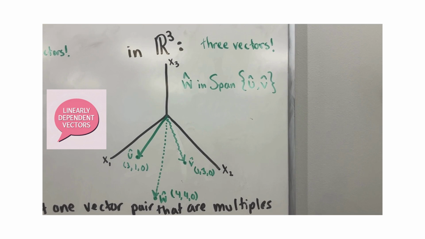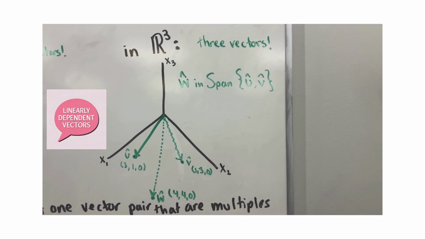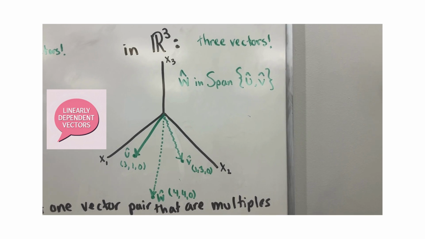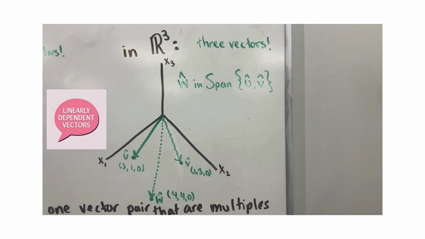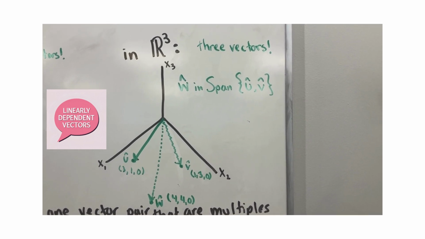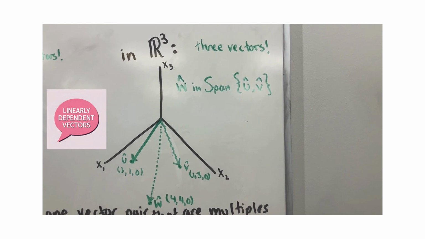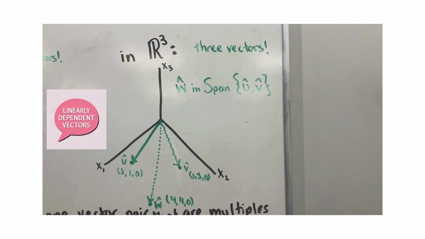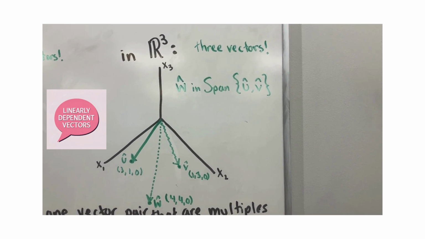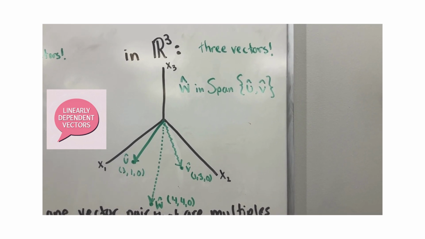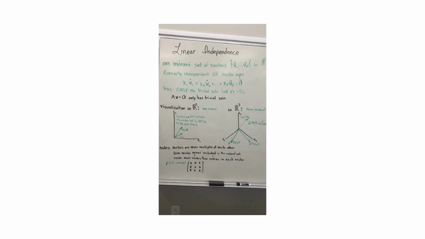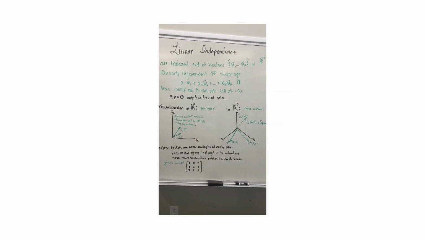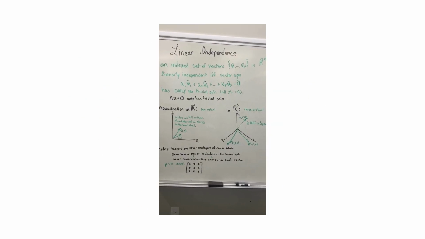So of course we can tell by looking at this that vector v is not in the span of u and w. However, that doesn't really matter because w is still in the span of u and v, and as long as one of those vectors is in the span of the other two, we're okay, and these are linearly dependent.